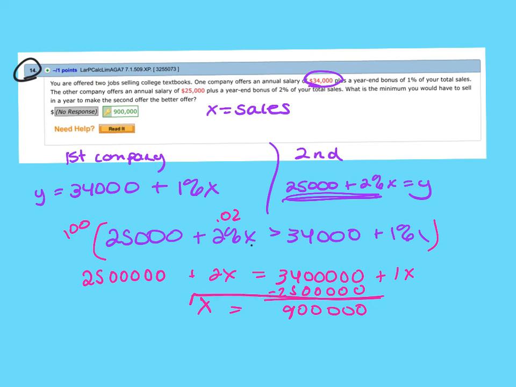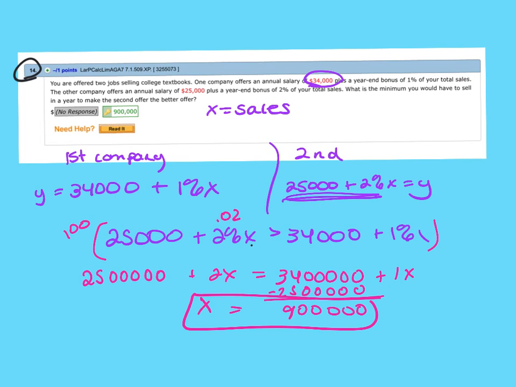So I'd have to have $900,000, which is a lot, in sales. I guess it depends on what you're selling. Textbooks, that's a lot of textbooks. $900,000 in sales would be my break-even amount. Okay, so that's kind of what it was looking for. Anything over that would make it worth it.